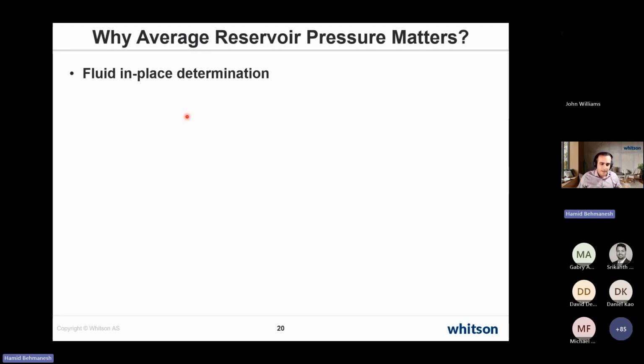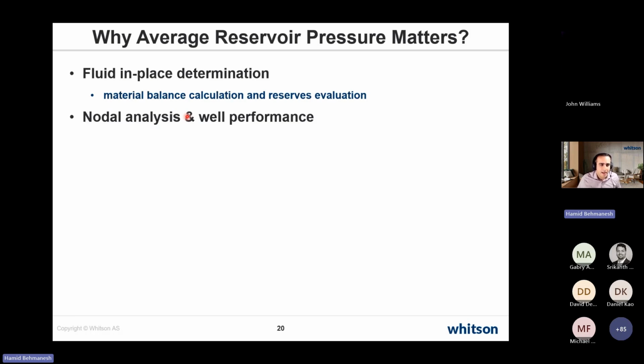A critical component that goes into the calculation is the size of the reservoir, which we determine from the fluid material balance. In this case, we're going to show you how we can do that. More importantly, we need average reservoir pressure for doing nodal analysis, right? The first parameter that goes into the nodal analysis to create the IPR curve is the average reservoir pressure.